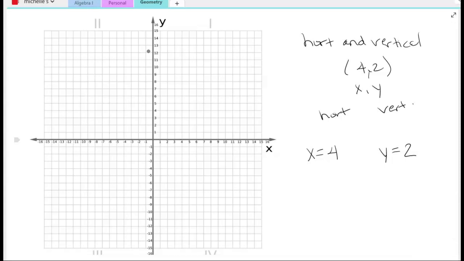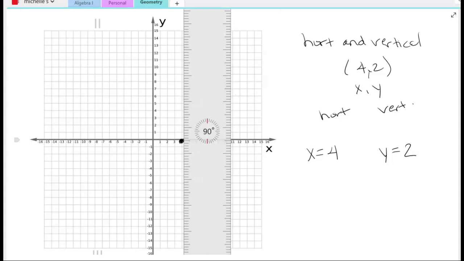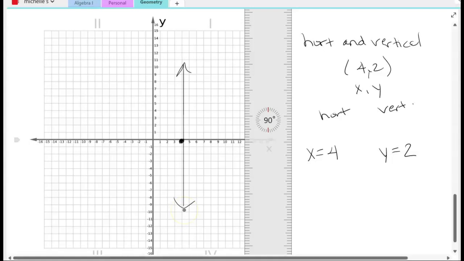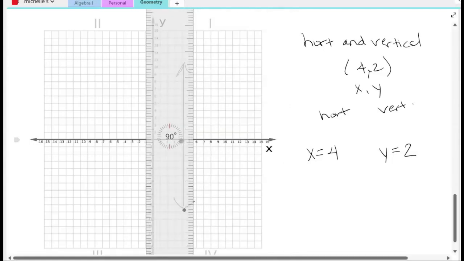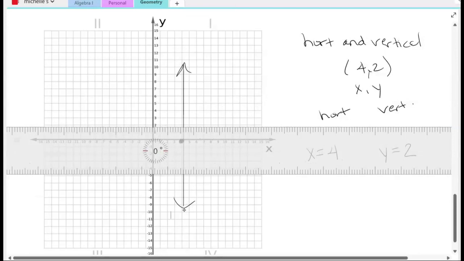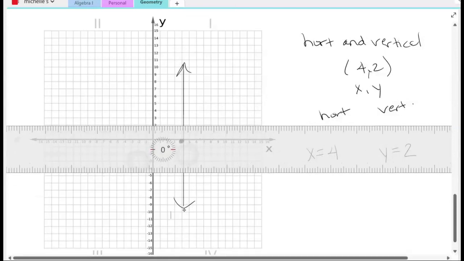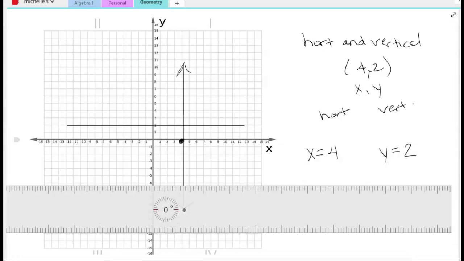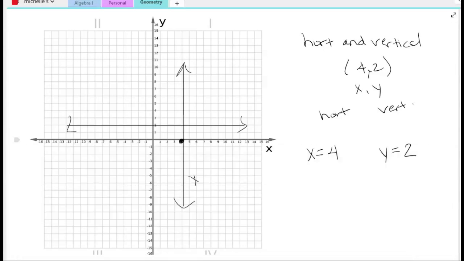So x equals 4 is right here. It's the very straight line that goes through x equals 4. And my line for the y actually results in the straight line going right through y equals 2. So this is the line x equals 4. This is the line y equals 2.